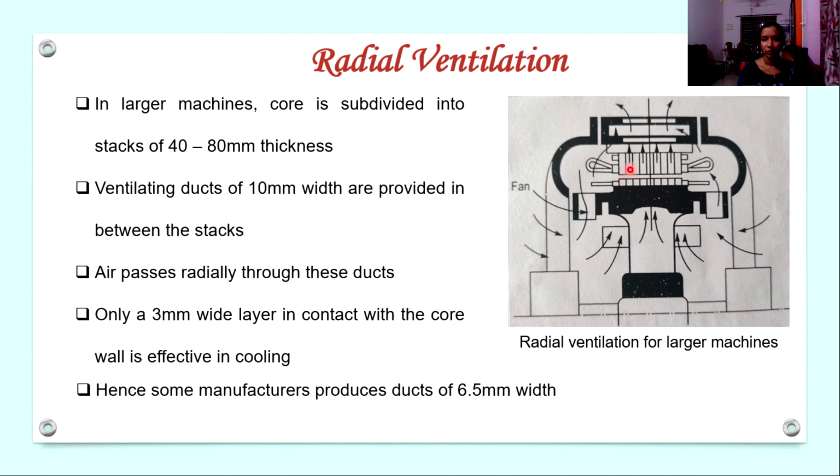Now, we have said that this radial ventilating duct will have a width of 10 mm. When air is flowing through this ventilating duct of 10 mm width, only a 3 mm wide layer, which is in contact with the core wall, is effective in cooling.